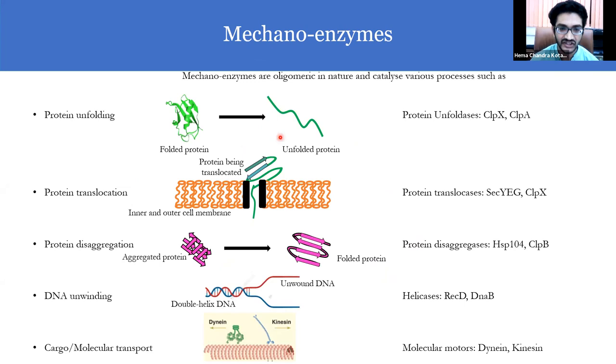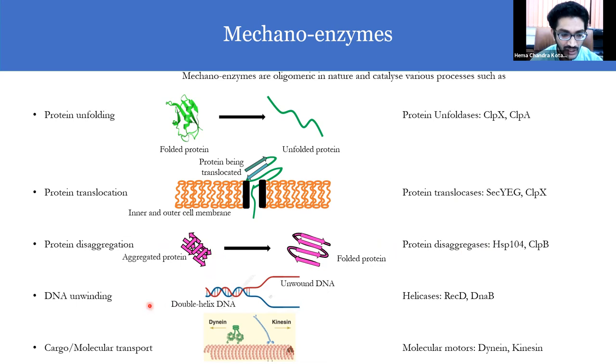Some of the functions that these mechanoenzymes perform are very common in a cellular system. For example, protein unfolding. When any protein has to move from one compartment to another, or when it has to be degraded, it has to be unfolded. These protein unfoldases use the energy from the hydrolysis of ATP. In another process, protein translocation, as I just mentioned, proteins have to move from one compartment of the cell to another compartment of the cell. That is where these mechanoenzymes take part. Then there is protein disaggregation. When proteins come together, they form large aggregates that are very toxic to the cell and cause multiple diseases. These aggregated proteins have to be folded back into their native structure, and that is where these enzymes are useful.